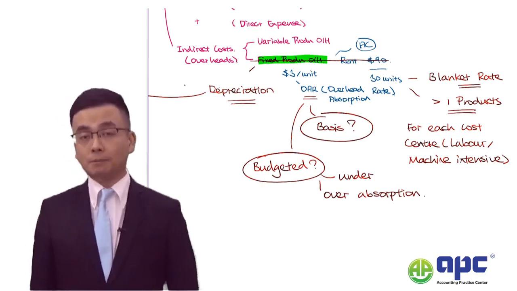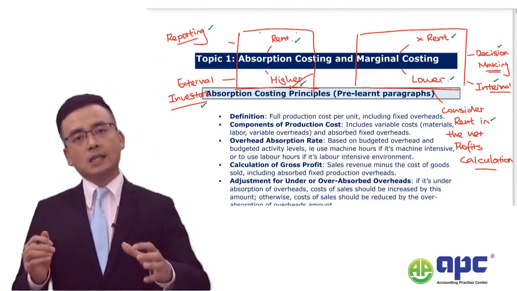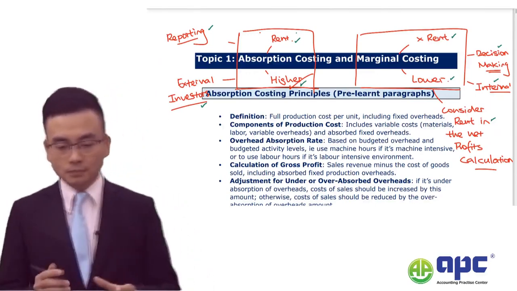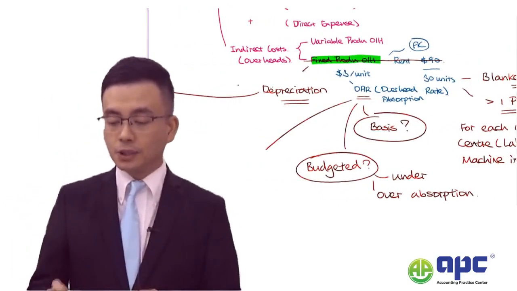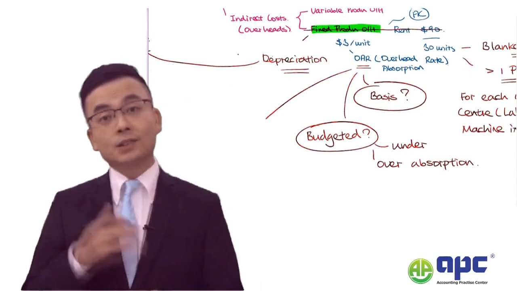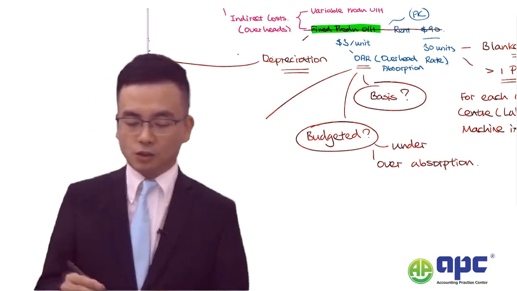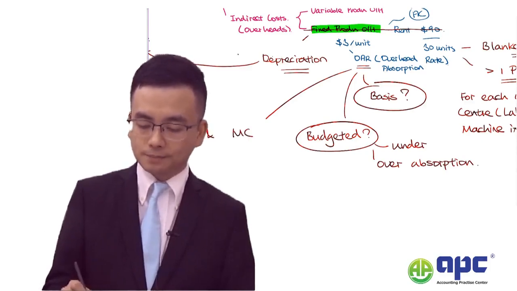And that's important. The final point is the relationship between absorption and marginal costing. I would say that this is the final point. Each and every time it comes up, of course you need to use a very standardized approach to answer these questions. It is the relationship between absorption costing and marginal costing.